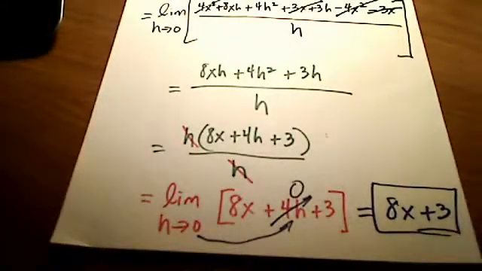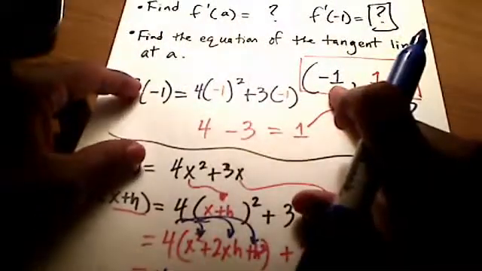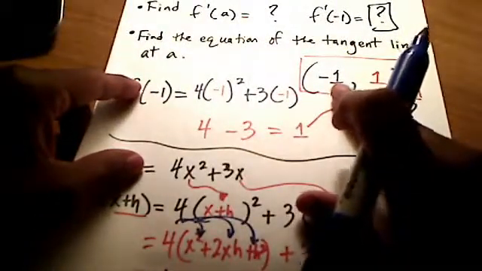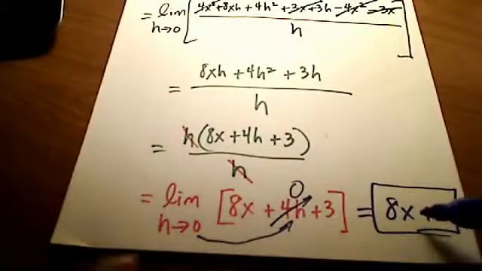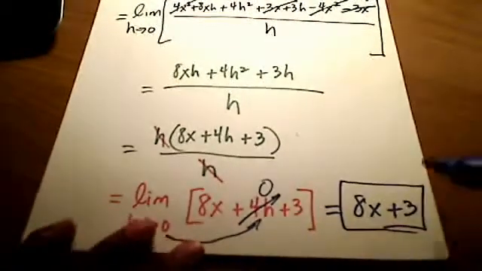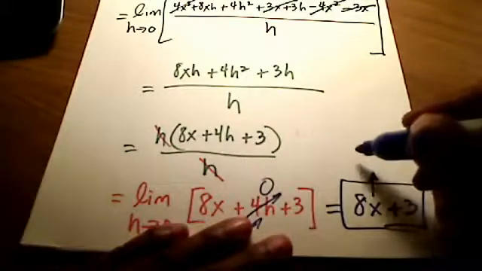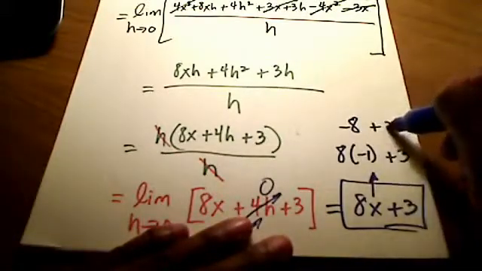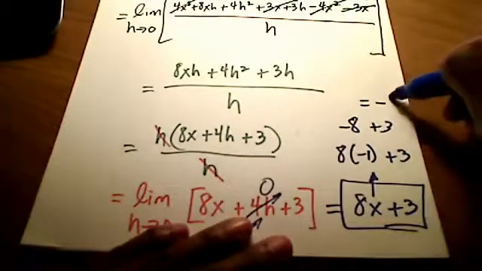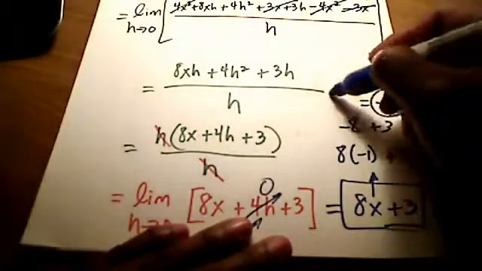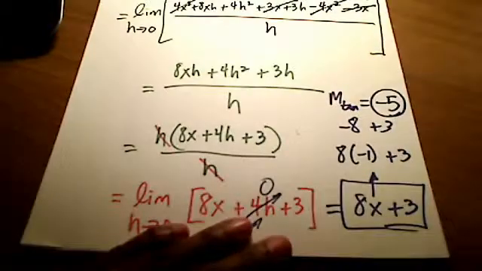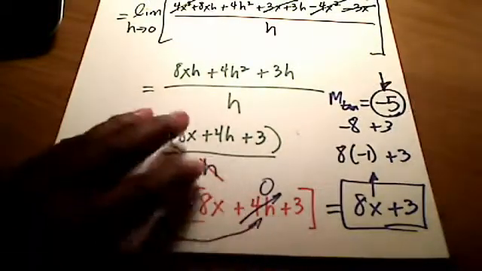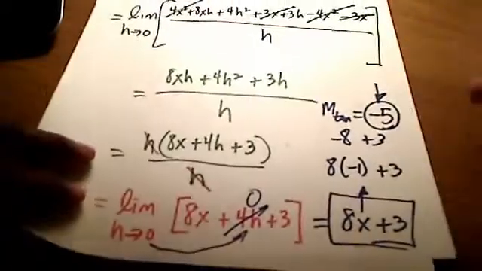What I was given, remember at the very beginning, was an x value of -1. There it is. So I need to put that in place of x here, which just leaves me with 8 times -1 plus 3, or -8 plus 3. I have a final slope of -5. That's going to be the slope of the tangent line, -5 right there. So that answers part A of my question. And part B is to find the equation of the tangent line.